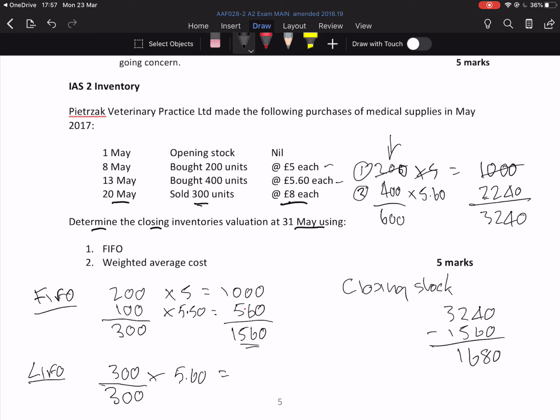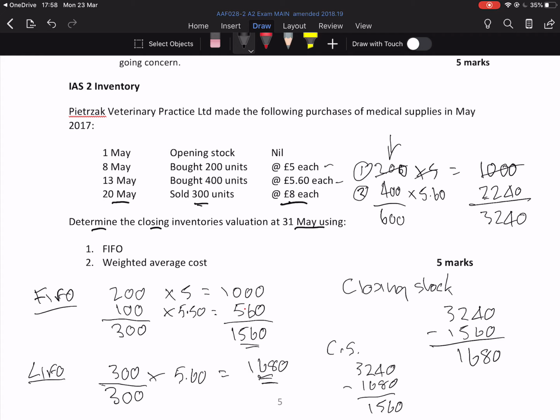It's interesting, isn't it? 1,680. That's the cost of the issue. Just better check that. So 300 units times £5.60 is £1,680, yeah? So that's the cost of the issue, and the closing stock figure using LIFO would be, so it costs us 3,240. The cost of the issue was 1,680. So therefore the closing stock figure using LIFO would be 1,560.